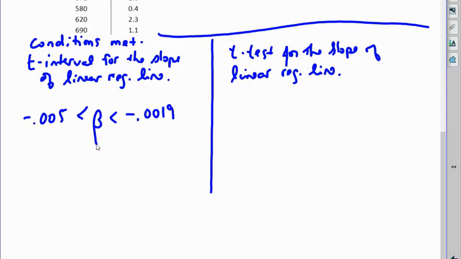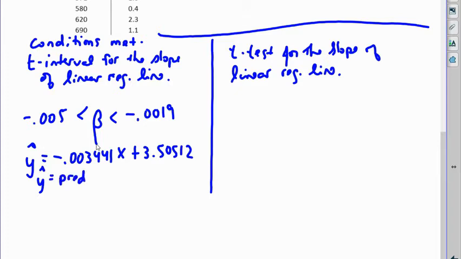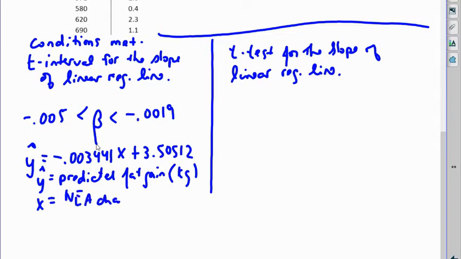The predicted equation that they gave me was y hat will equal, let's see if I put the slope first, negative 0.003441 x, and then my y-intercept plus 3.50512, where y hat is the predicted fat gain, and that's in kilograms, where the x is the NEA change, and that was in calories.